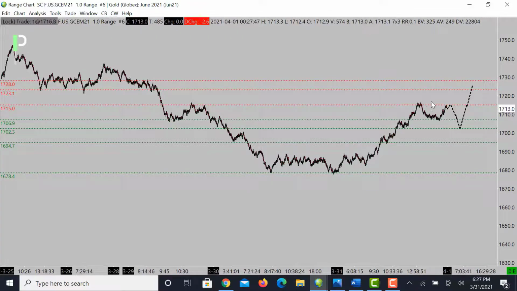We get through those 1715s, you could see the market actually pull into these 23s and maybe stall there. If not, look to head up to 1728 even, and then above that. That's going to be what we're looking for on gold.